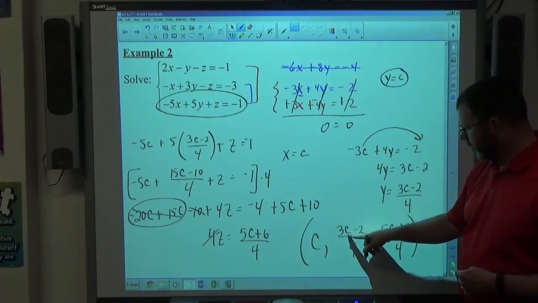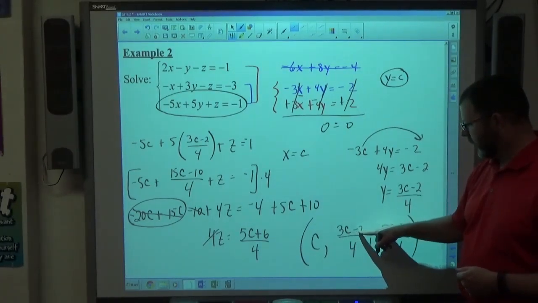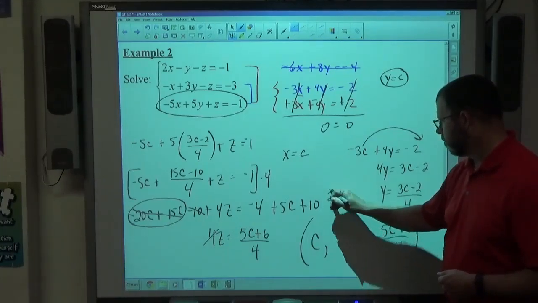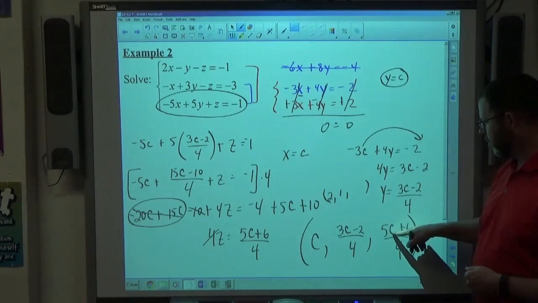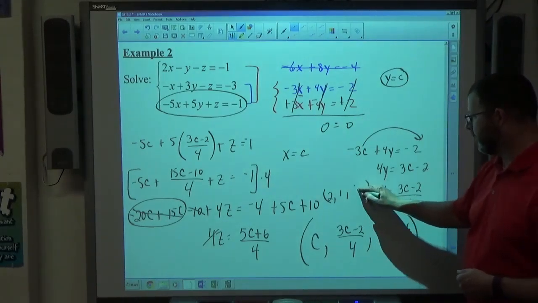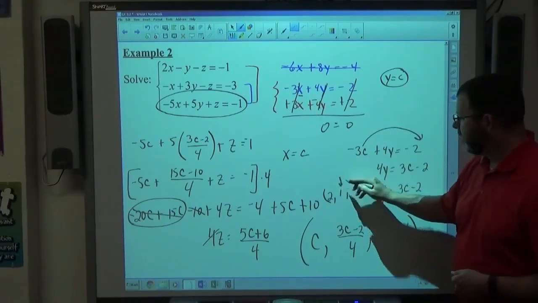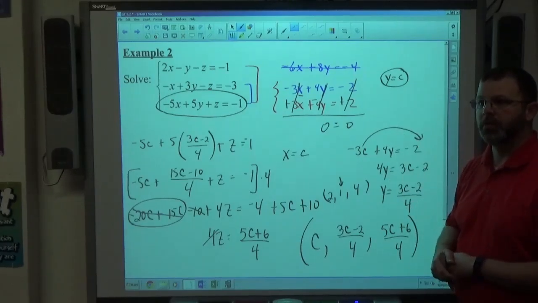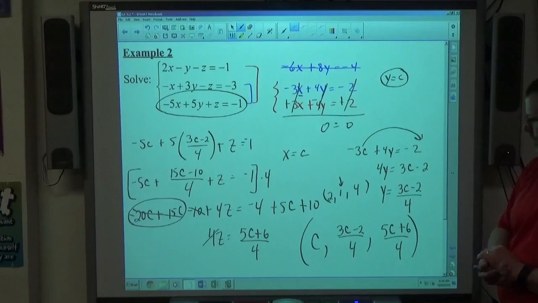3 times 1 would be 3, times 2 would be 6. So if I let c equal 2, this will be 6 minus 2, 4 over 4 is 1. So x is 2, y is 1. And 5 times 2 is 10, plus 6 is 16, divided by 4 is 4. So (2, 1, 4) would be a correct answer. And then if I let y equal c, then your y is 1, so you pick 1 in their ordered triple, and make sure it makes the same (2, 1, 4) ordered triple. Again, that's how you verify your solution.